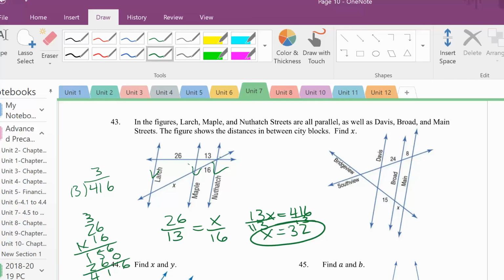So here, on the next one, you have 24 over 8 is equal to 15 over x. So you cross multiply. 8 times 15 is 120, and divide by 24, and x is equal to 5.